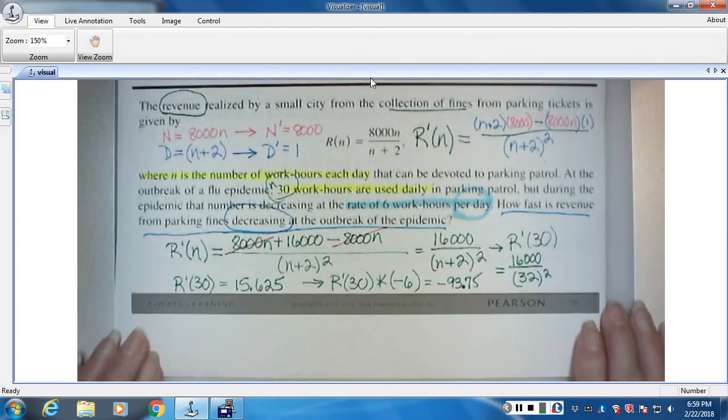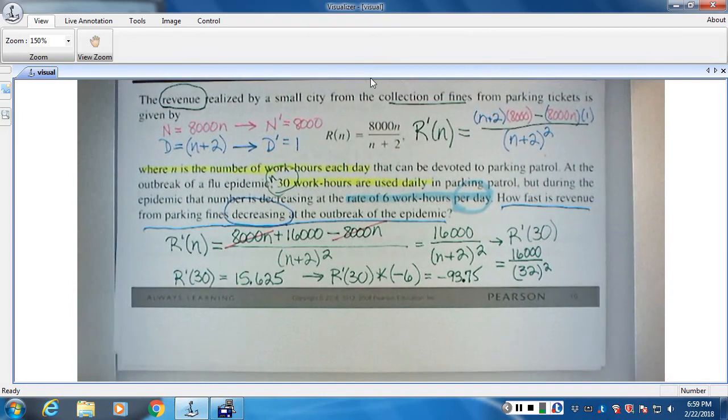So now we need to make sense of this and be able to answer the question. How fast is the revenue from parking fines decreasing when the outbreak starts? How fast is the revenue decreasing? Not how fast is the work hour decreasing. How fast is the revenue decreasing? Because the work hour decrease causes a decrease in the revenue.